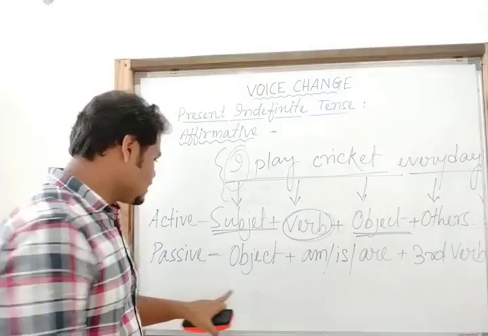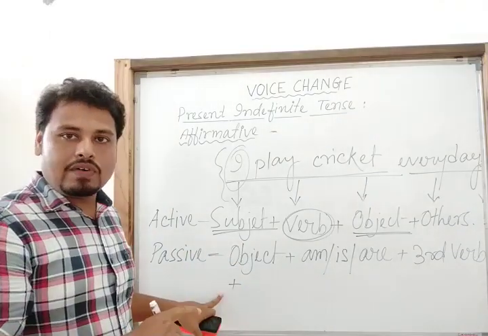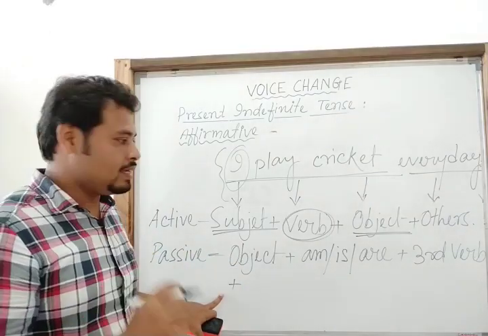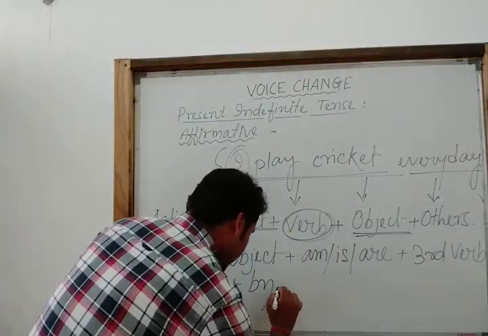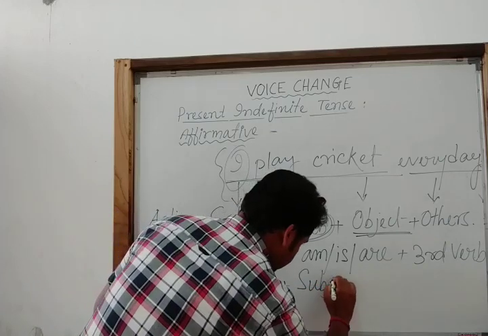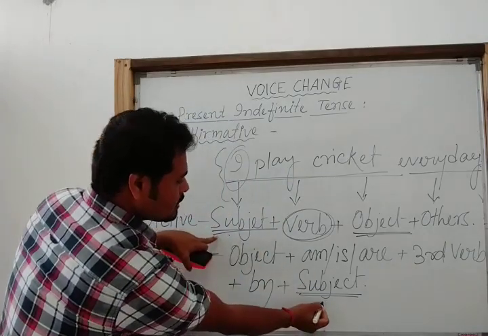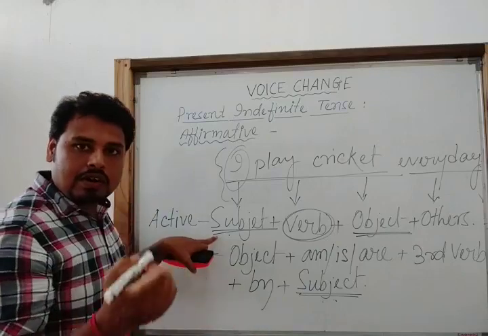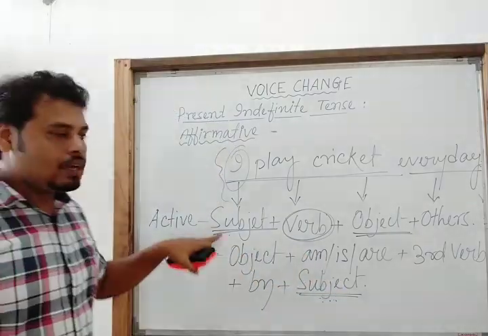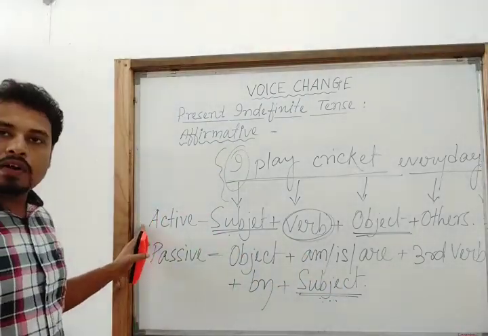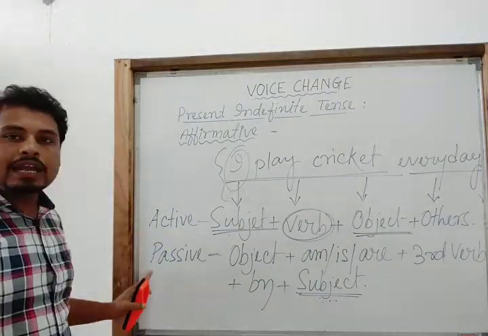Then what do we have to use? We have seen in the general rules that before the object in passive voice, we generally use "by". So we are going to use this "by" after the third verb and before the object. Here I have written "subject" because the subject would come to this place. This is the place of the object. For better understanding, I have written subject because we are going to put the subject here. So this is the structure of the present indefinite tense affirmative, both active and passive.